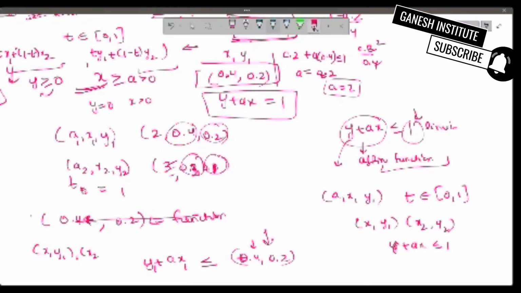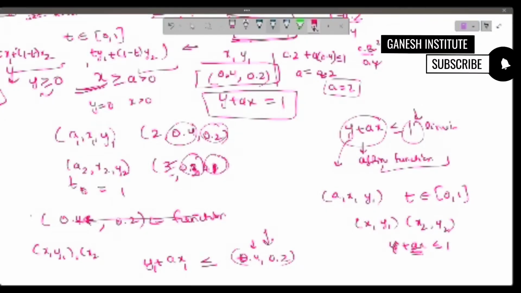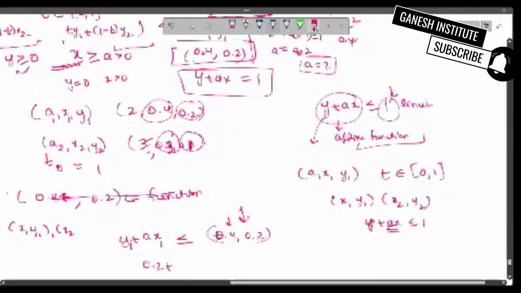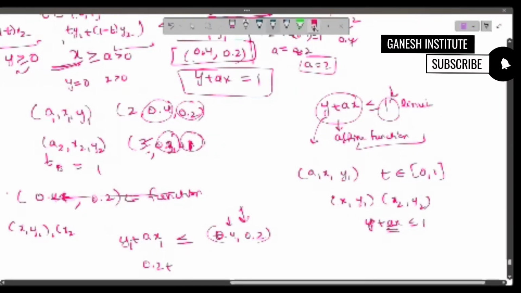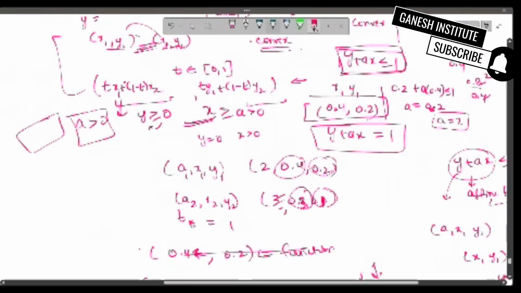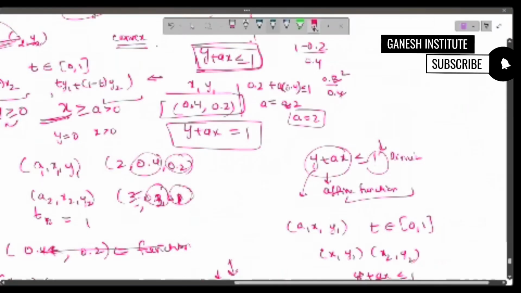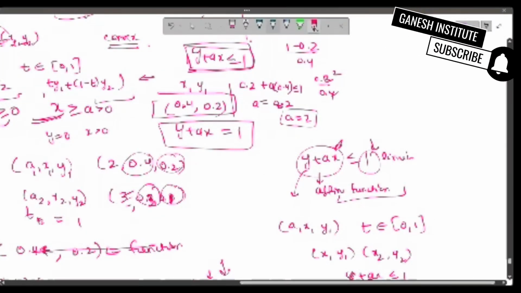So what you could have done, instead of taking examples and investing your time in it, you could have simply said that this is an affine function.